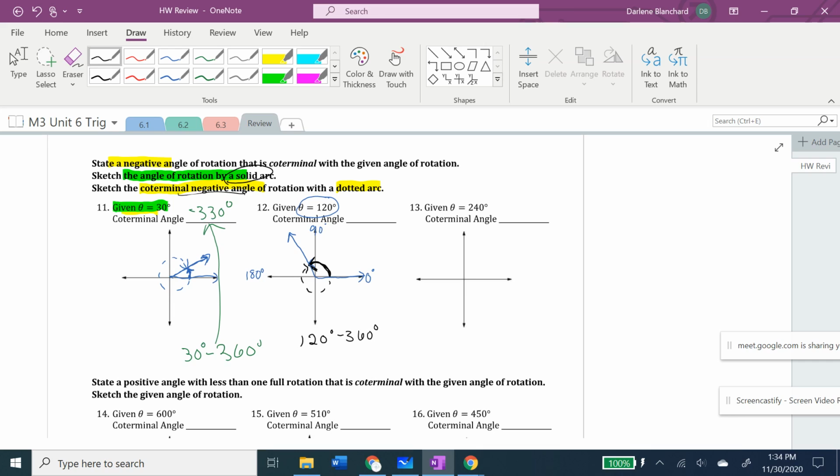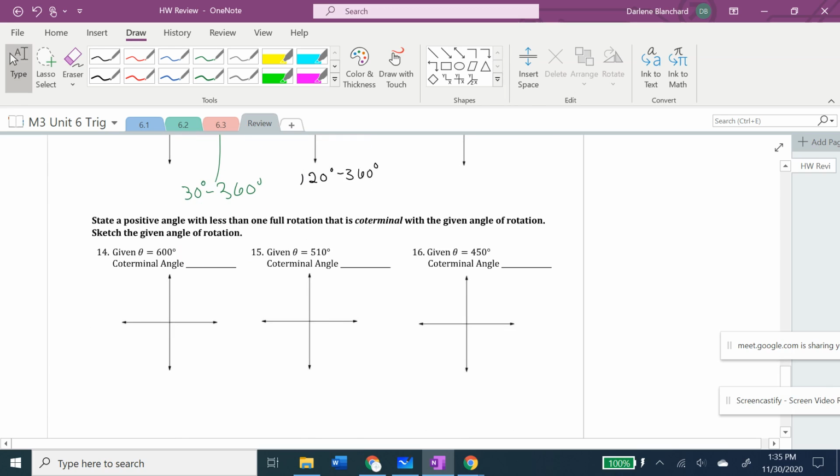And I'm waiting for chat. I'll go on to another problem if you guys answer this one. What is the negative coterminal angle for number 12? Thank you. There we go. Okay. And then you can do 13 on your own.